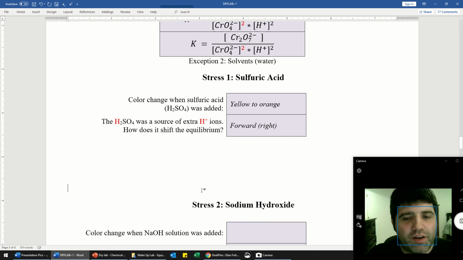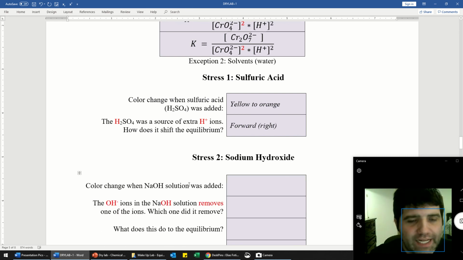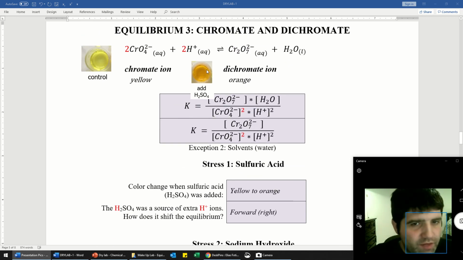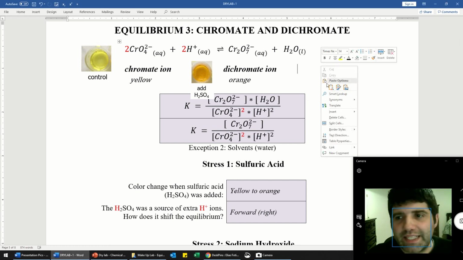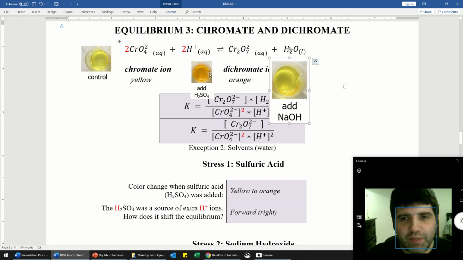Now we have another situation in which we're going to stress it. We're going to add sodium hydroxide to it. So if you start with the orange one, and then we add some NaOH to it, what we see is that it goes from, let's say, orange to yellow.